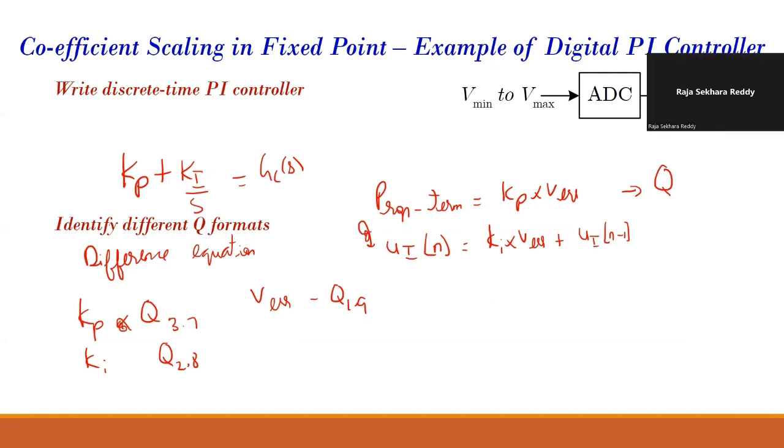Sir, in all this Kp, Ki, and V error, the MSBs are the signed bits, right? Yes, in the integer part, the MSB is the sign bit. MSB is the first bit, the most significant bit. Yes, it is signed.